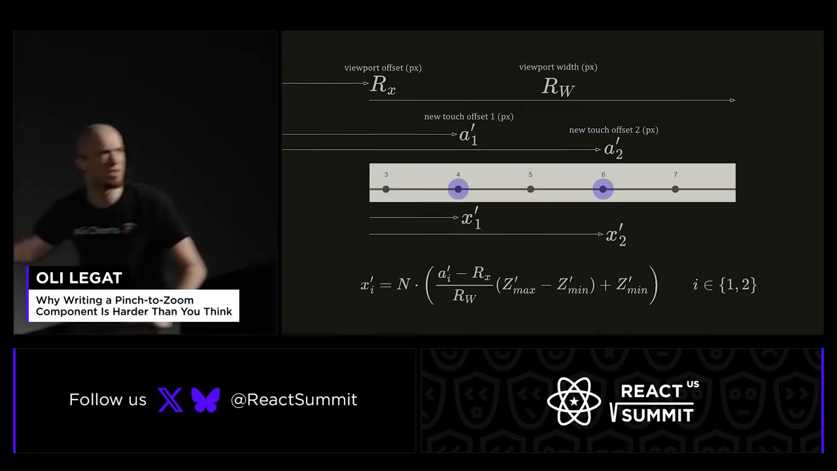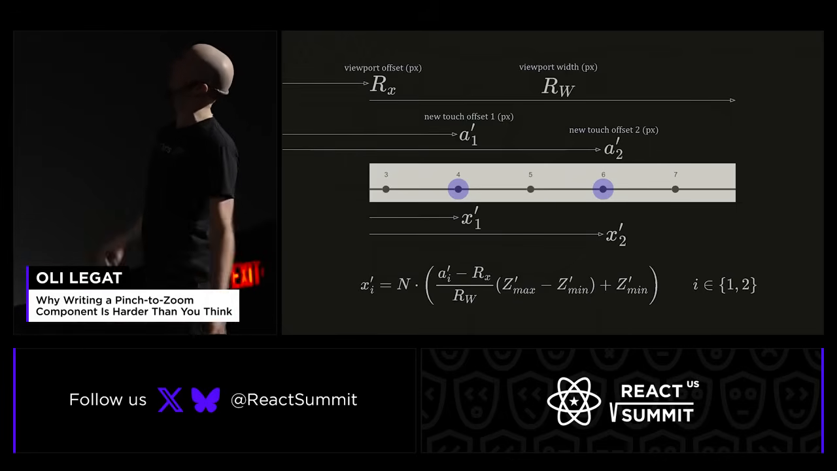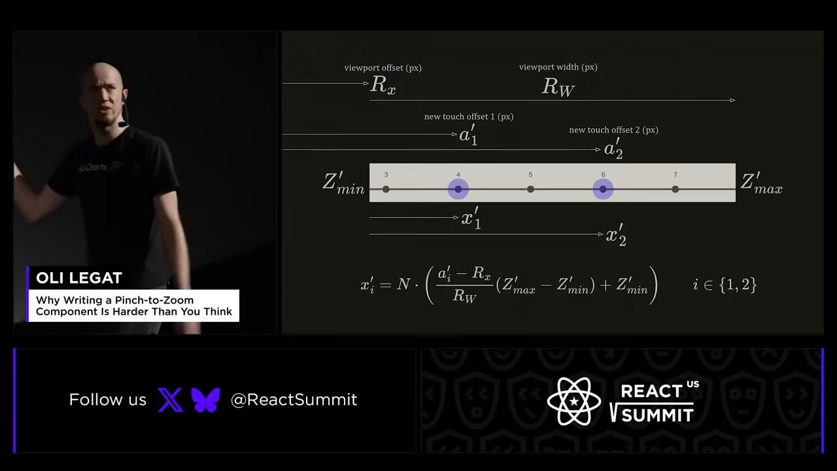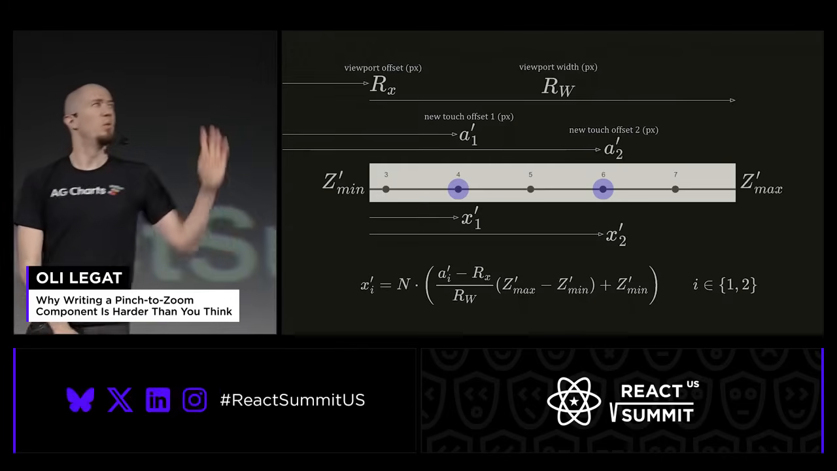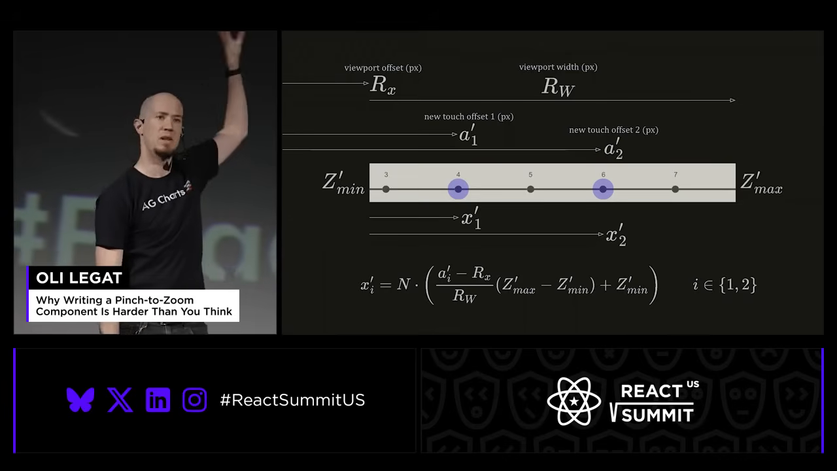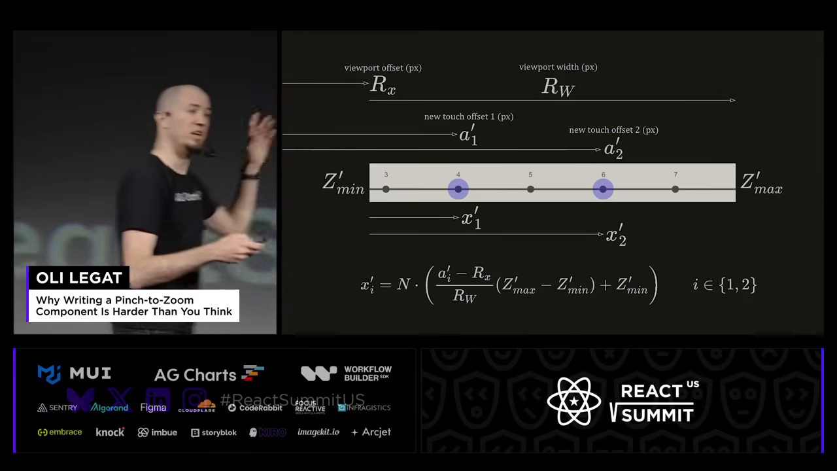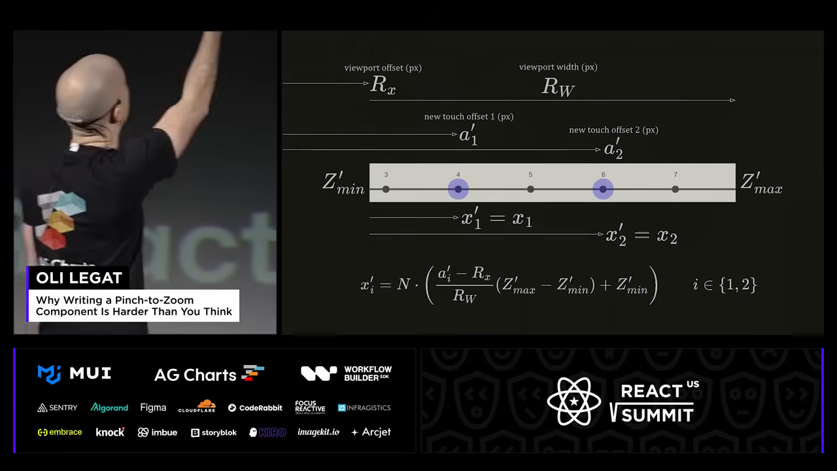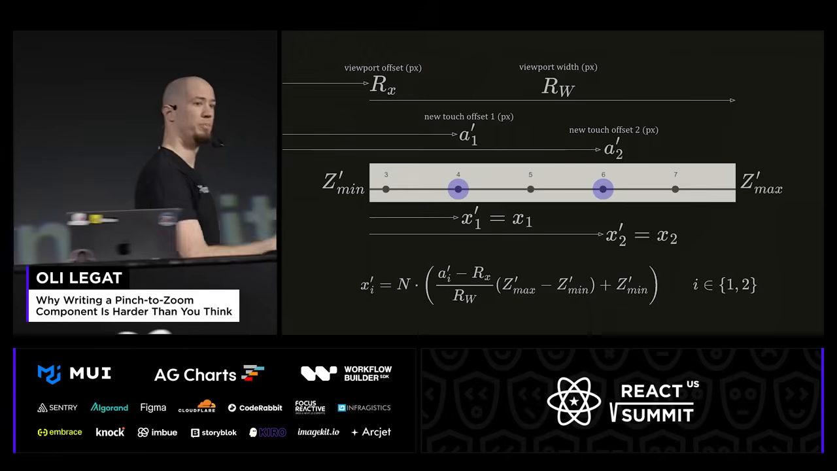But hang on a minute. What is this Z-min, Z-max with apostrophes? What are these things? We don't know these values. That's what we're looking for here, right? We're looking for a new Z-min and Z-max value such that the X values haven't changed, such that we're still touching the same numbers that we were touching before.